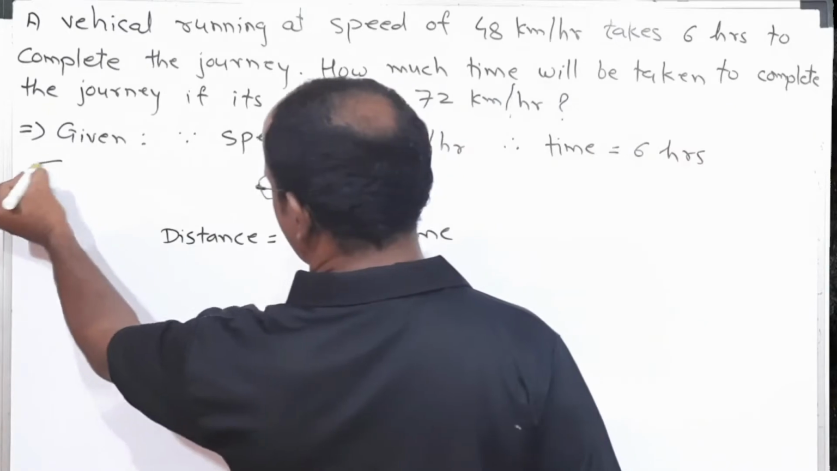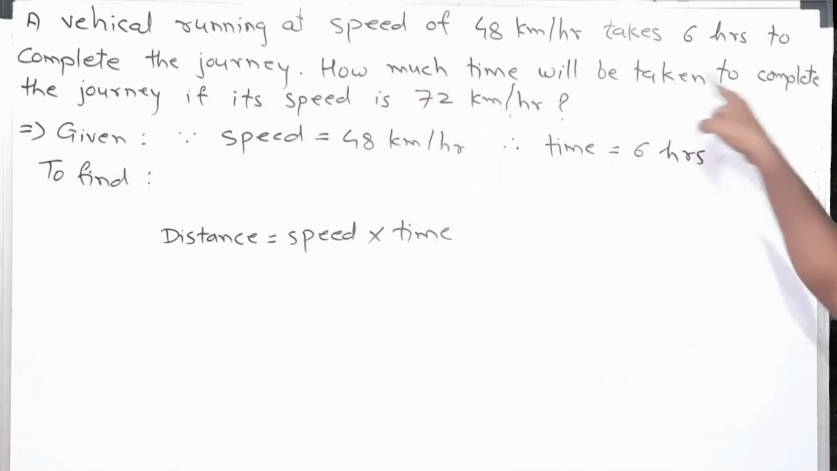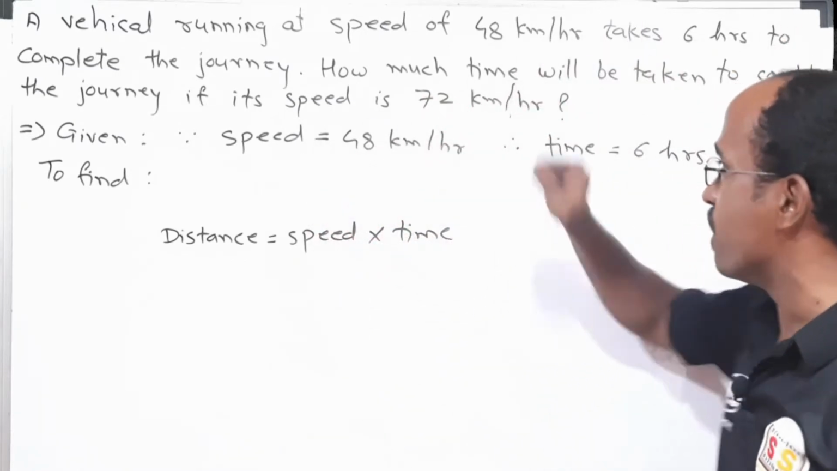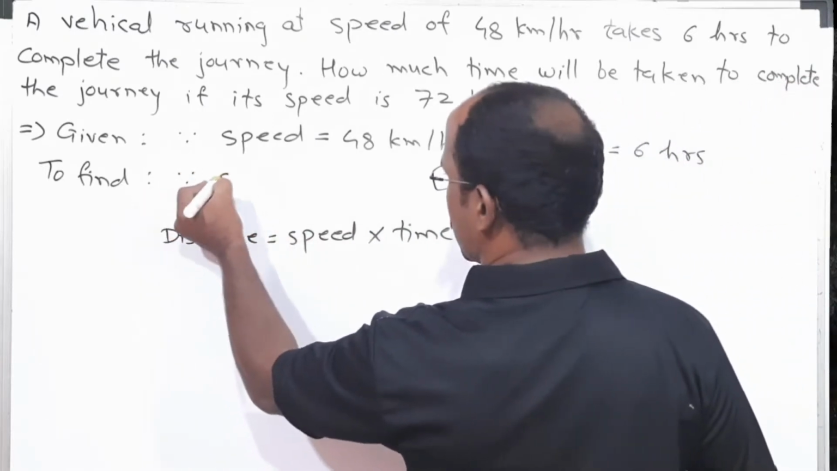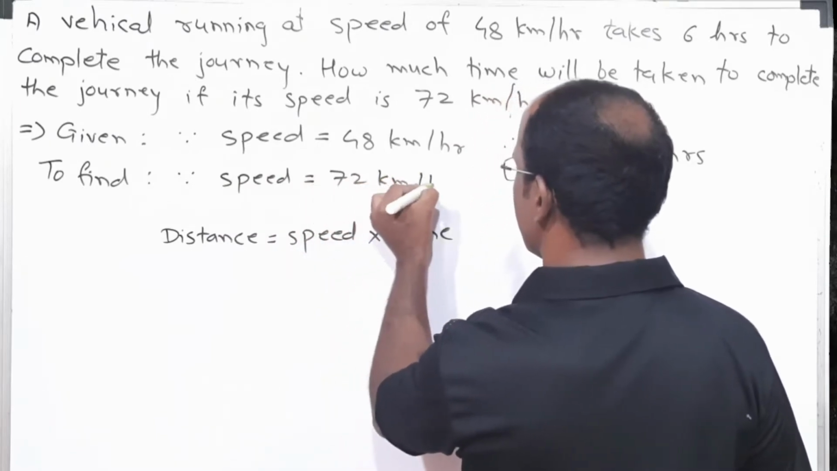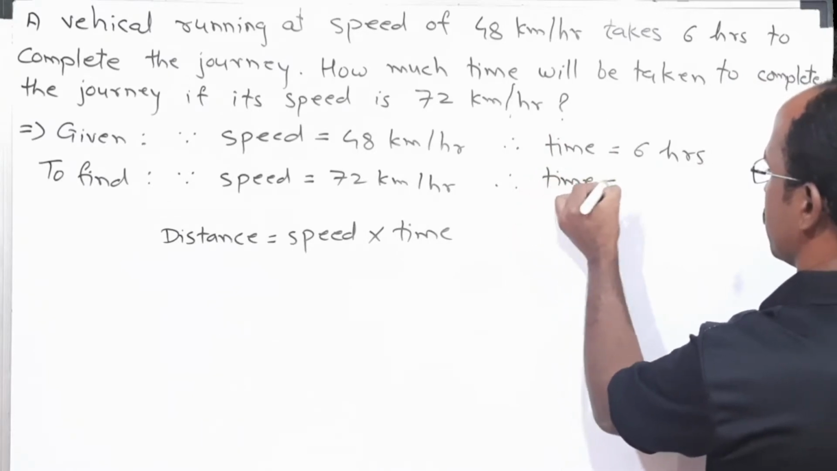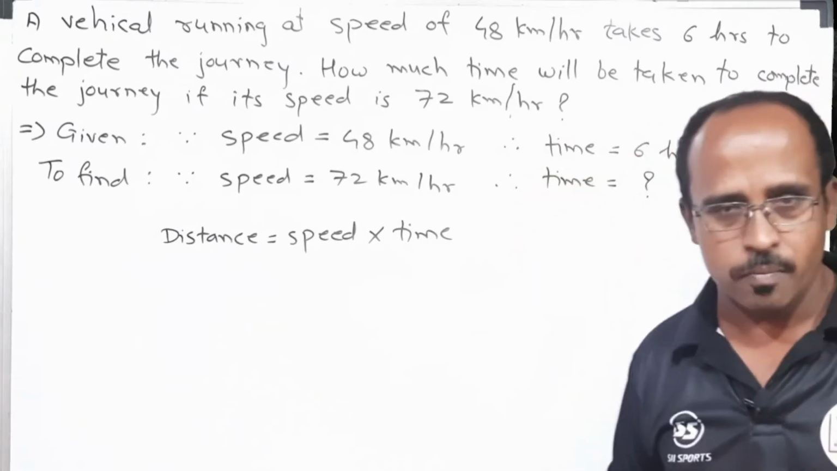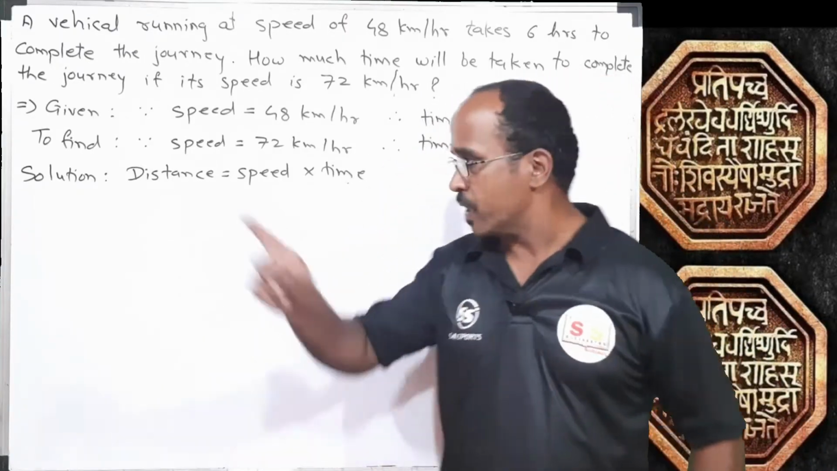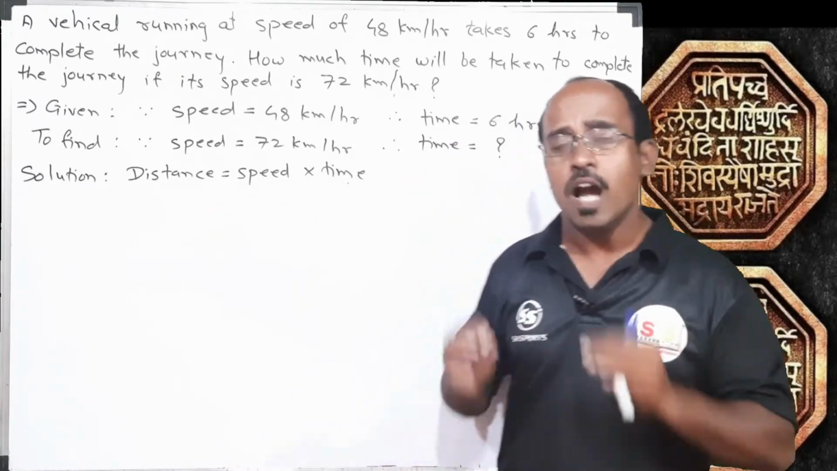What is asked? What we have to find? How much time will be taken to complete the journey if its speed is 72 km per hour? Means if speed is equal to 72 km per hour, then how much time? What is the time? Okay, students. Friends, as I told you, it's possible to solve all of these problems based on this one formula. Distance is equal to speed into time. Clear? First thing. Second thing, how to solve it?